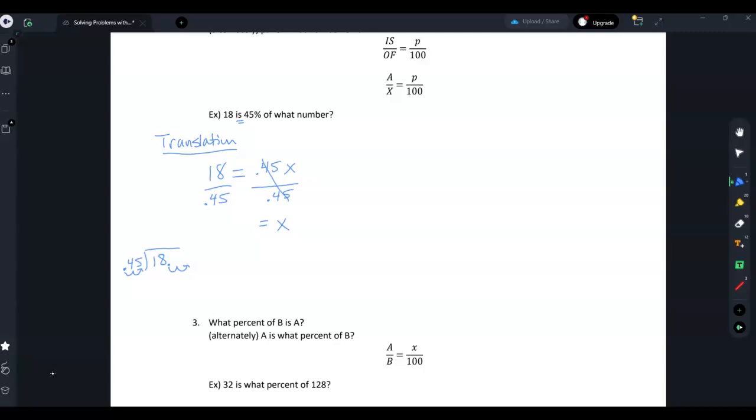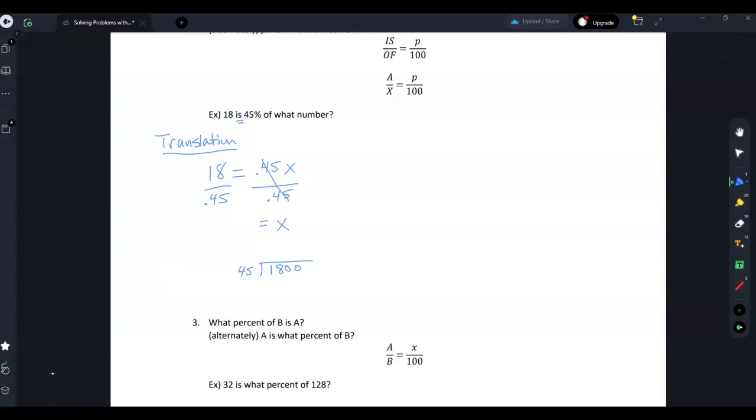So this really becomes, there's zeros behind the 18. So this becomes 1800 divided by 45, and that's an equivalent division problem. So I'm basically not going to worry about this one. And if I can find the answer to 1800 divided by 45, it's going to be the same answer as 18 divided by 45 hundredths.